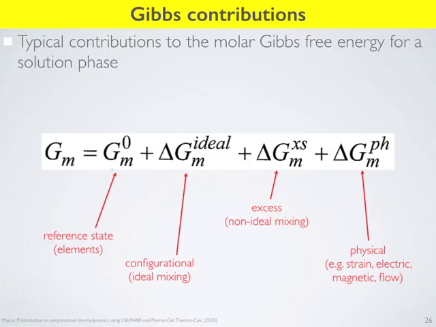And then on top of that, less commonly, you may want to add some physical constraints. Maybe your system is under strain, or in a magnetic field, or under flow, and you may need to modulate your Gibbs free energy based on any external conditions.